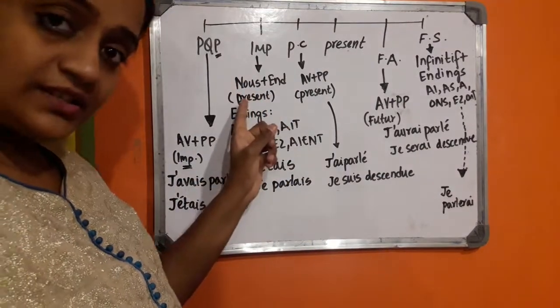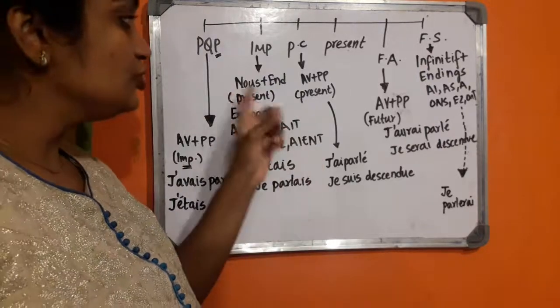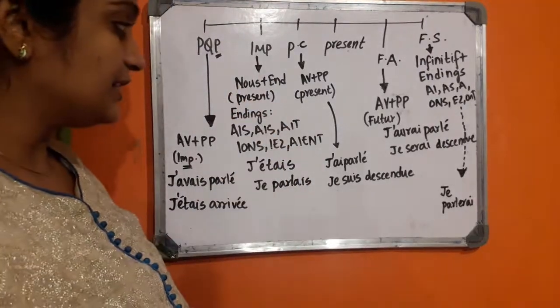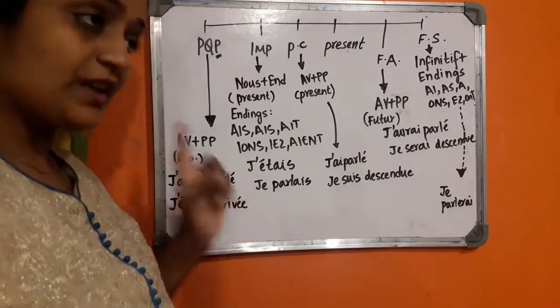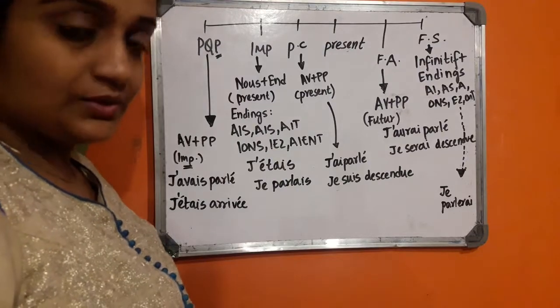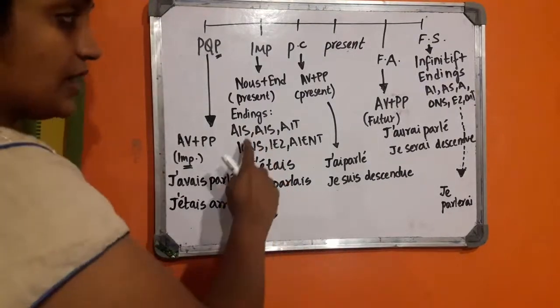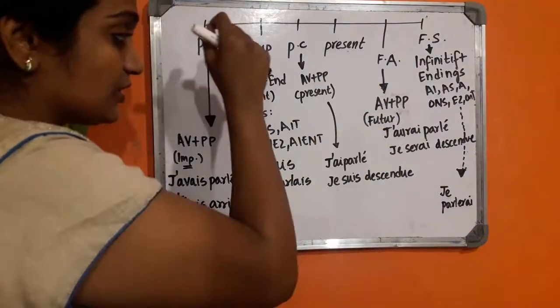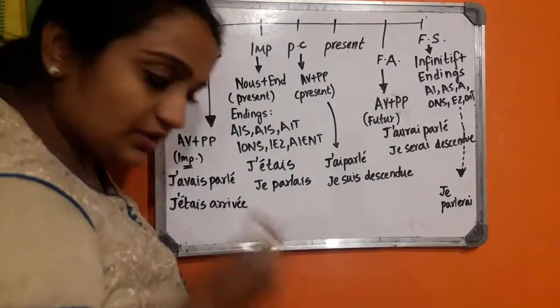Nous present, right? Nous present plus imparfait endings. What are the imparfait endings? AIS, AIS, AIT, IONS, IEZ, and AIENT. Okay, remember your endings well, because you have another bunch of endings coming up. Don't get confused. That's why I insist on my learners writing it down, so that you can just refer to it readily.